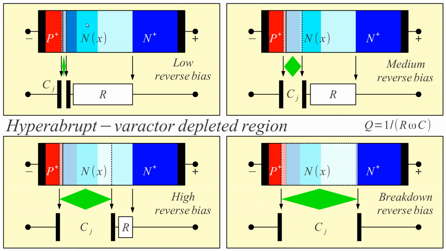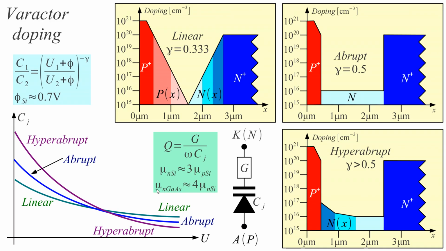In this way, we have a very narrow depleted region here for very high capacitance, and a very wide depleted region for very low capacitance. With this special doping profile, because of the high doping here, we had a very narrow region, and because of the low doping here, we had a very broad region. A large ratio of the thickness of this capacitor means a very large change of the capacitance. So this is the trick of how the hyperabrupt doping profile works with varactors.